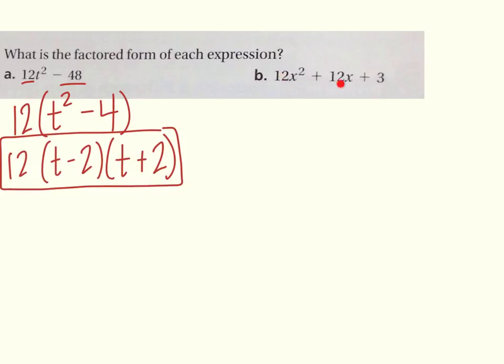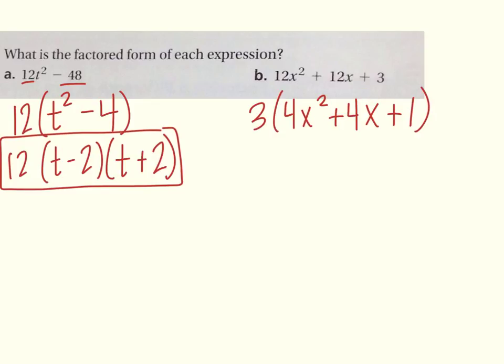Alright, B, you don't want to factor that as is. There's no number that's going to multiply to give you 3 and add to give you 12. So we are going to factor out a GCF between 12, 12, and 3, that's going to have to be 3. So that leaves you with 4x squared plus 4x plus 1. 4 is a perfect square, 1 is a perfect square, and the square root of that's 2, the square root of that's 1, and if you double it you get 4.